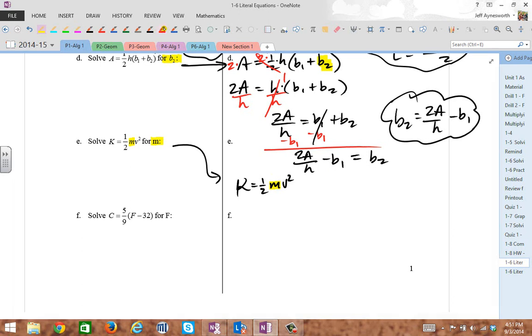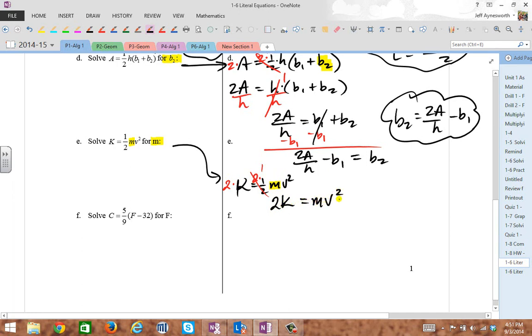All right, you first have to cancel out the fraction, just like you did above. And in the previous example, we multiplied by the reciprocal, which is 2. Well, let's try it again. Times 2 here, times 2 here, and cancel these guys out. 2 times 1/2 is 1. So you get 2 times K is equal to mv squared. And mv squared means m times v squared.